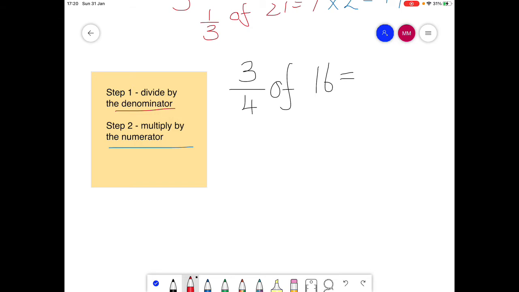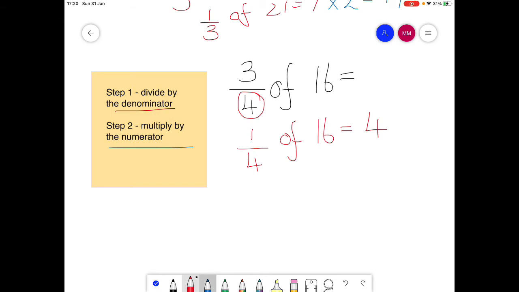So the first thing we're going to do is divide by 4 to find 1/4 of 16. Again, we have to use our multiplication and division facts. 16 is in the 4 times table. 16 divided by 4 is 4.